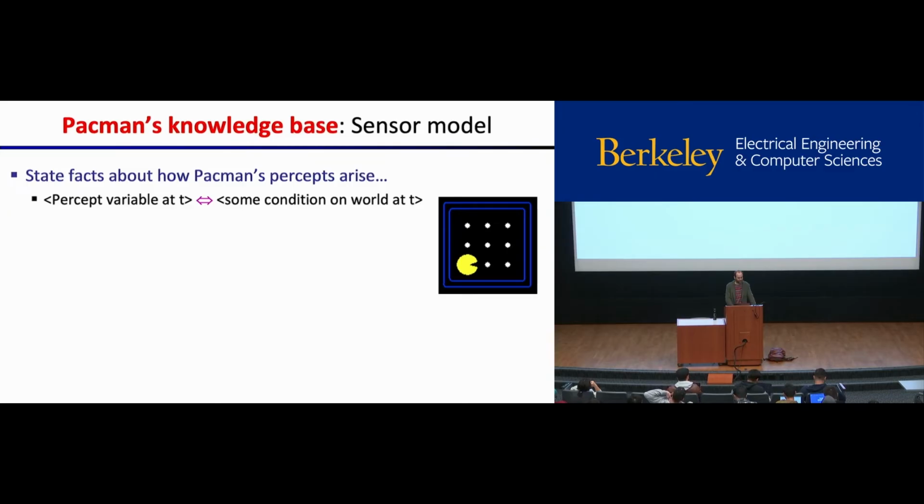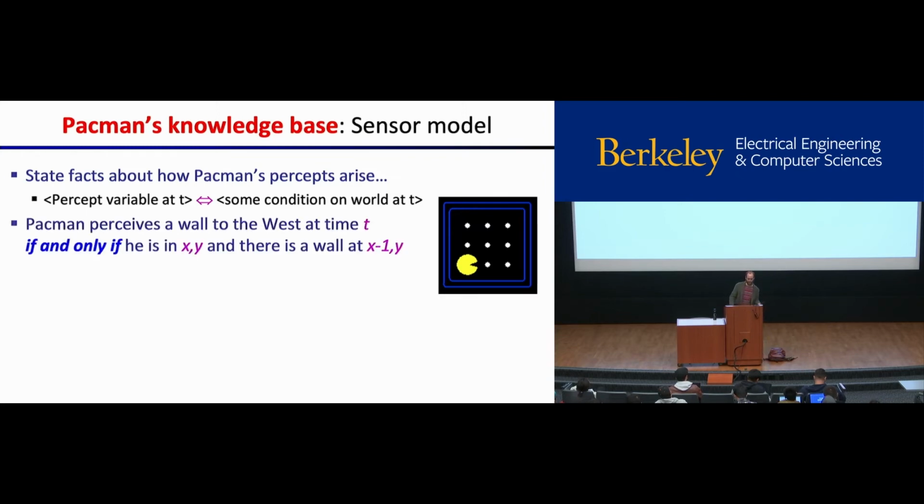Okay. We've told Pacman, what have we told Pacman? We've told him about the map and the initial state. Now we need to tell him about what his sensors mean. So the general structure of the knowledge that we'll add to Pacman's knowledge base is going to be something like this. There's some percept variable at time t, if and only if something is true about the world. So Pacman perceives a wall to the west at time t, if and only if he is in location x, y, and the wall is in location x minus 1, y.